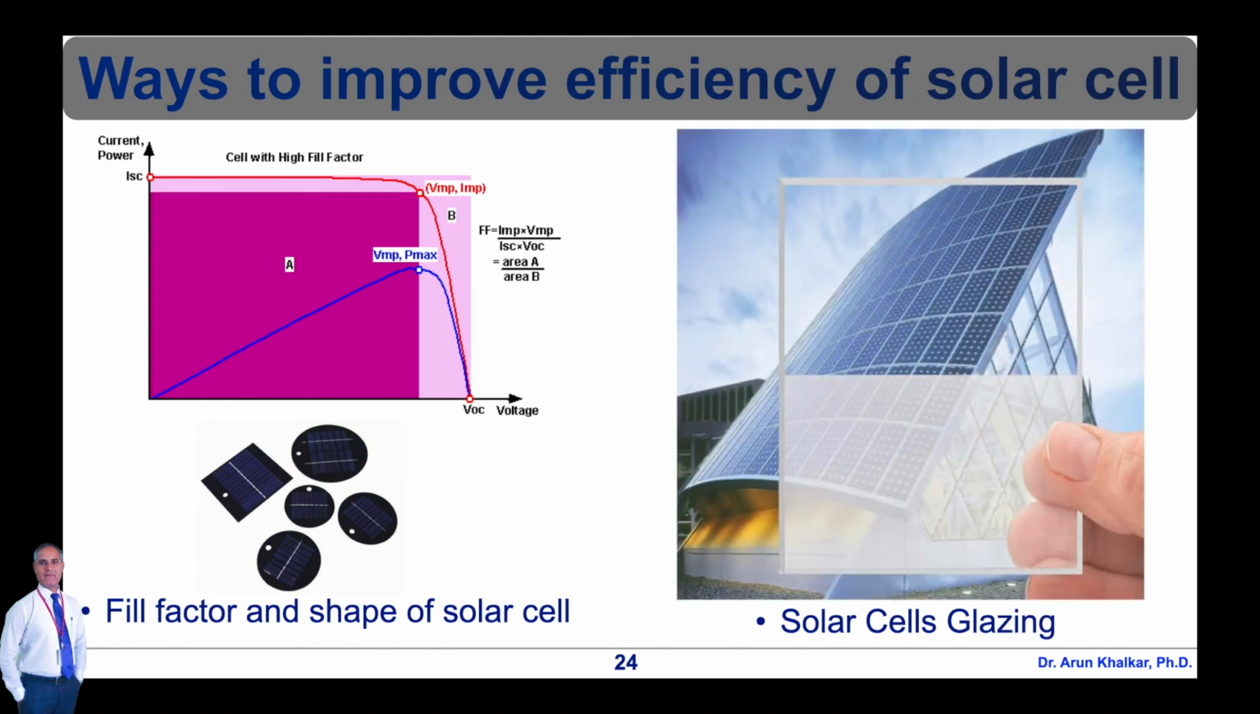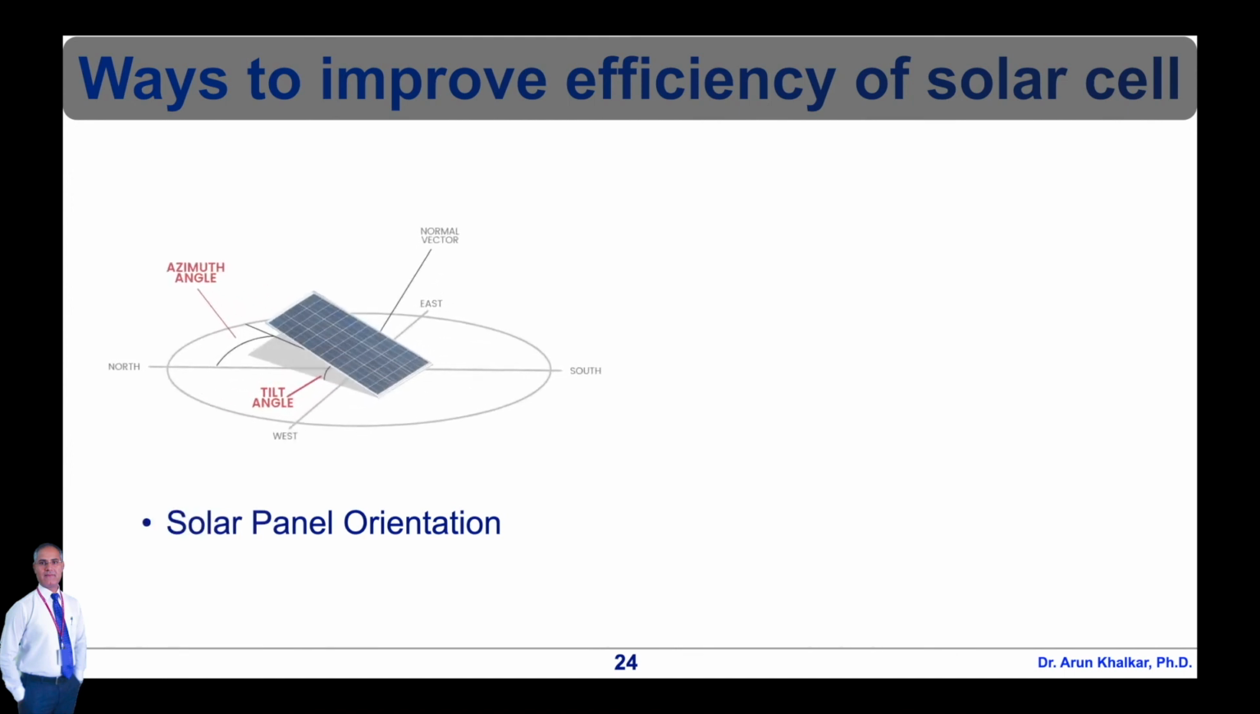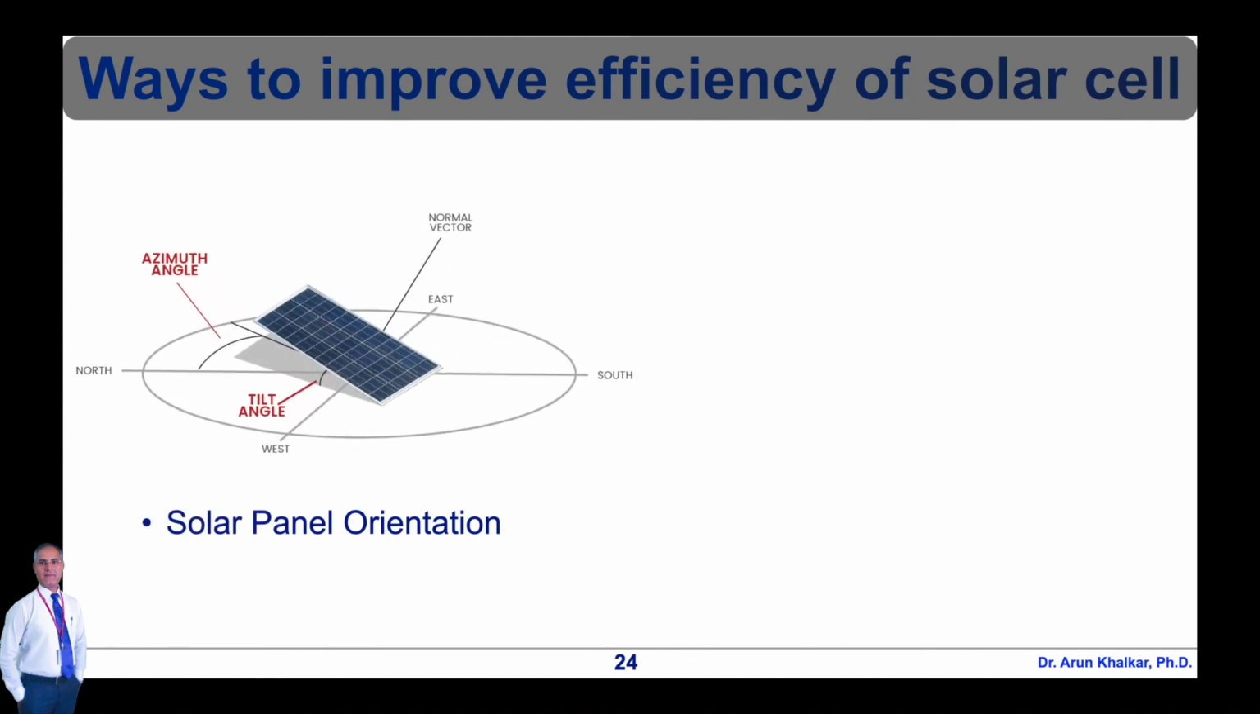Next is solar cell glazing. For long life, solar cells must be protected from external factors such as rain, snow, bird droppings, etc. For glazing the solar panel, polycarbonate or low iron glass is generally used due to its high optical transmissivity of around 90%. Next is solar panel orientation. For highest output, the solar panel must be perpendicular to the sun's rays. However, for rooftop solar panels, their orientation is fixed. For other types of fixed installations, the azimuth is oriented to the south and the tilt adjusted for the winter period.